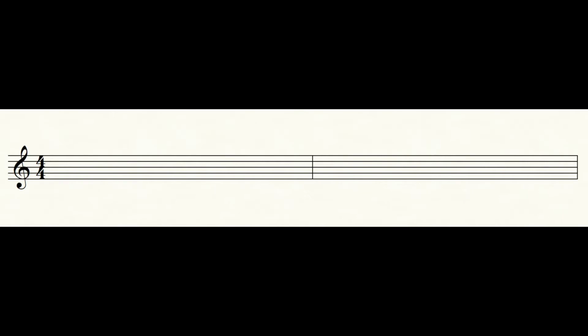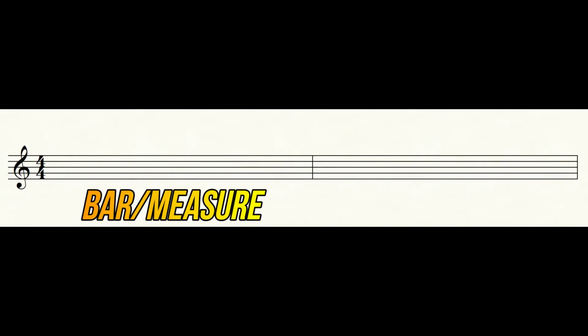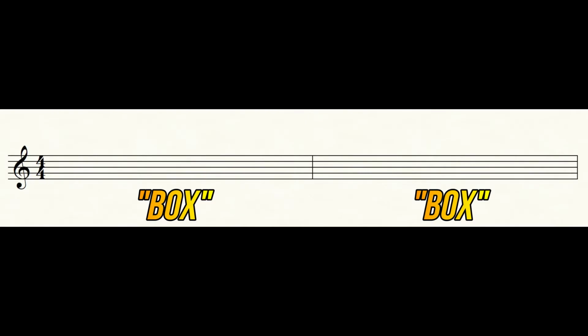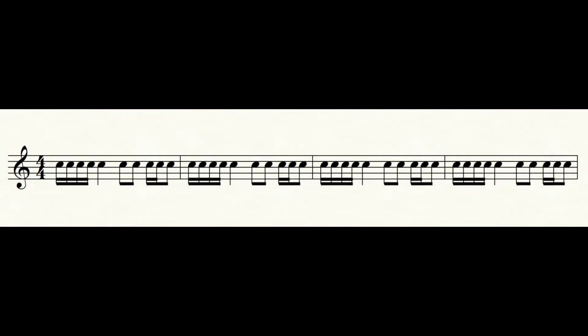But what are these parts? This is a bar, or measure, and this one too. So each of these boxes is a bar, and they help us with the distribution of the music signs. You can put more bars, but it is preferable to have a good spacing to have a clear music writing.